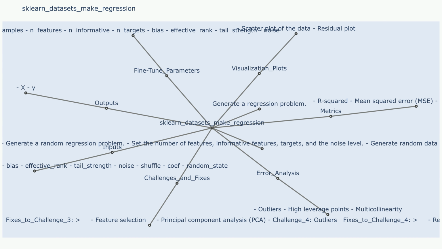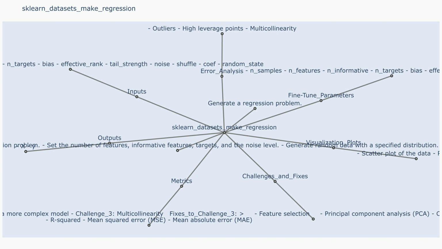Uncertainty methods. Confidence intervals quantify the uncertainty in the predicted target values. Prediction intervals provide a range within which future target values are likely to fall.